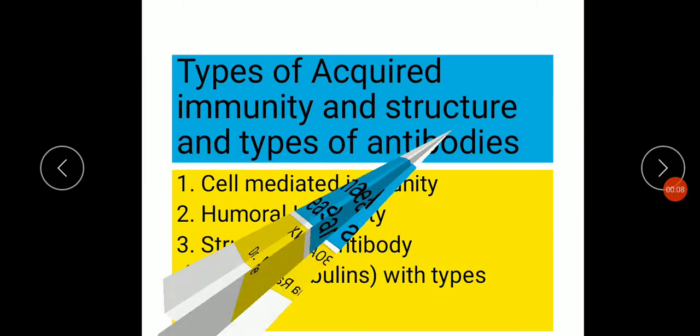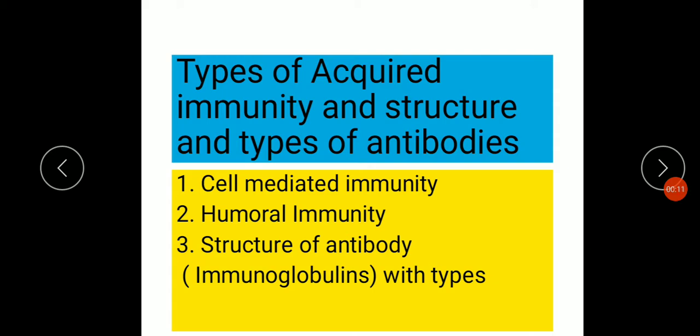So what are the topics involved? Let me see here. We'll study the types of acquired immunity and the structure and types of antibodies. As you have studied in the previous lecture, there are two types of immunity, innate immunity and acquired immunity. Today we will see the types of acquired immunity: cell mediated immunity and humoral immunity. I explained their definitions in the previous lecture. Now today we will study in detail these immunities and their mechanism. Then the structure of the antibodies, which are known as immunoglobulins chemically, and their types.